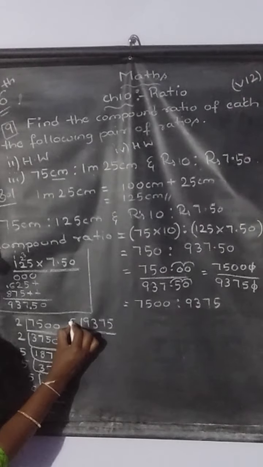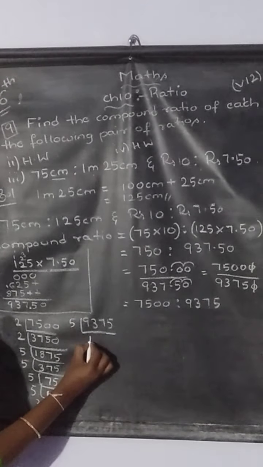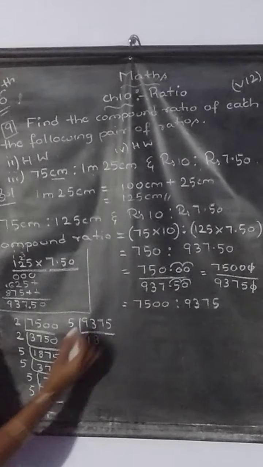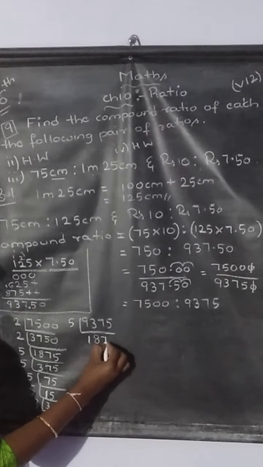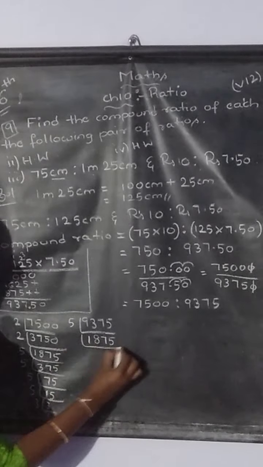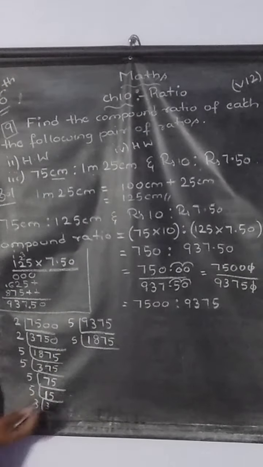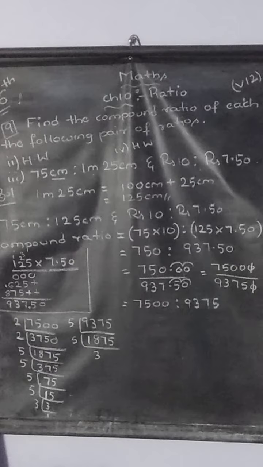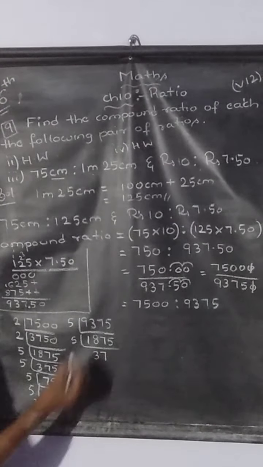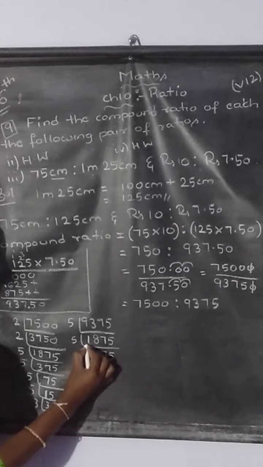Again 5 in the unit place means it will come in 5 1s are 5. 4 remainder 43. 5 8s are 40. 3 remainder 37. 5 7s are 35. 2 remainder 25. 5 5s are 25. Again 5 in the unit place means it will come in 5 1s are 5, 3s are 15, 16, 17, 18. So 37. 5 7s is 35. 2 remainder 25 means 5 5s are 25.